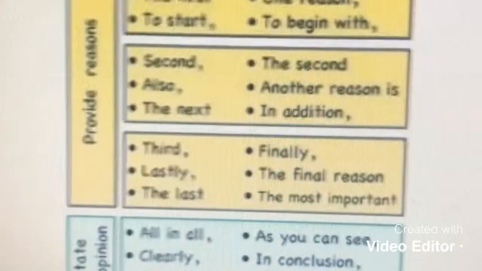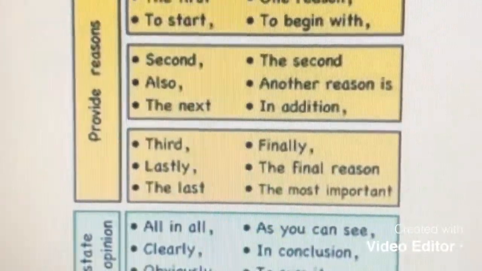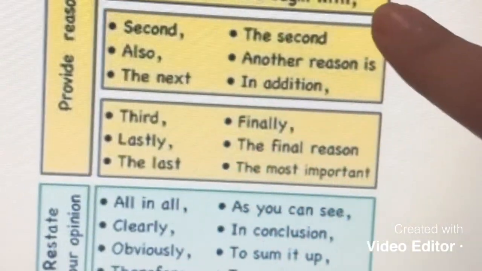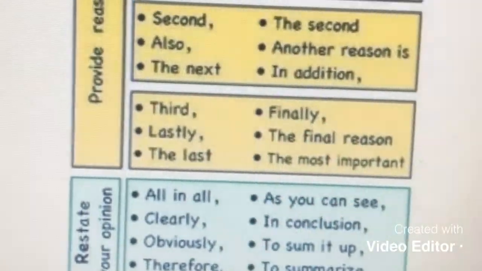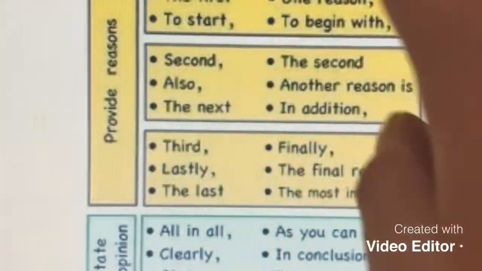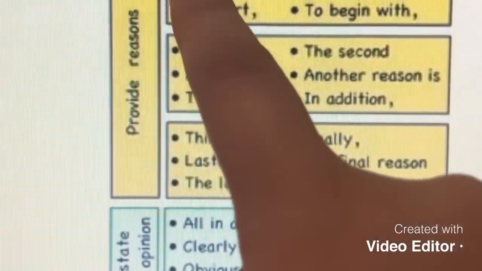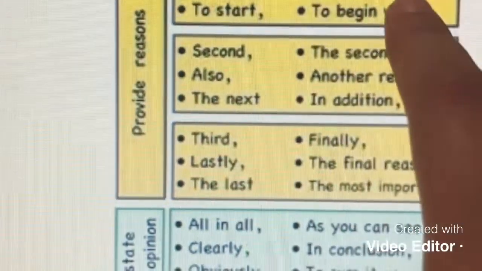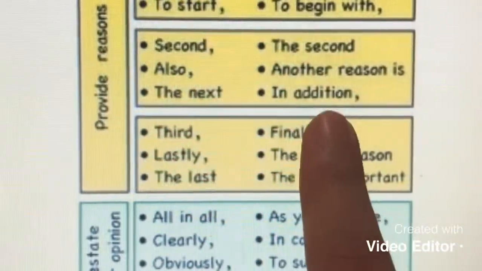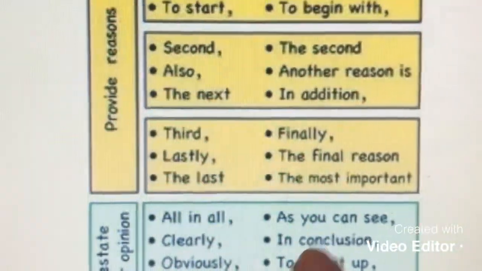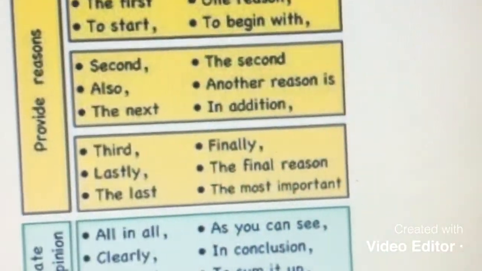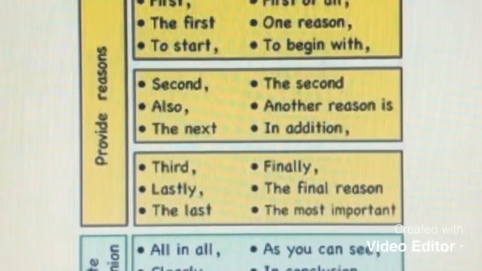This is the list of the opinion writing transitions. You can use this one for the main opinion, reason, reason, reason, and conclusion. Like the example that I put on the board, I started with in my opinion, my favorite. In the first reason, you can put first or one reason, and you can start writing your lines. And then second, in addition, third, in conclusion. So you can write it like the example that I just put you, okay? I'm gonna put this list on Facebook.